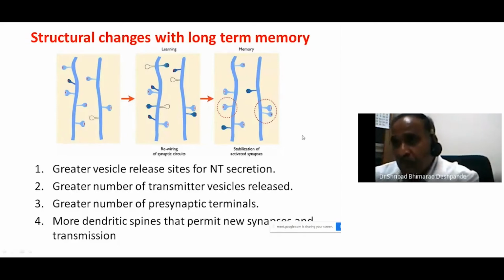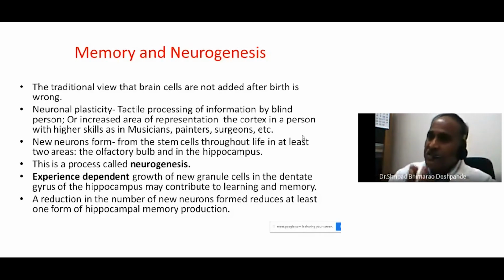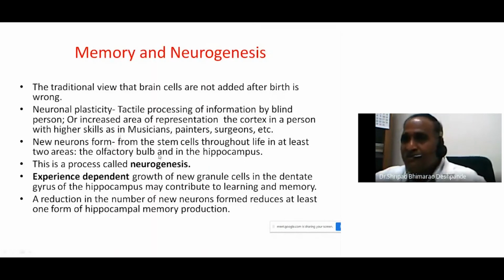Now we move on. The memory and the neurogenesis. The traditional view is that brain cells are not added after birth. That is what we believe. Now it is not true, because in certain areas of the brain there are neurons which are still able to divide. Especially new neurons could be formed from the olfactory bulb and some parts of the hippocampus. So these are the storehouse wherein they will produce a new set of synapses, or new neurons are developed.